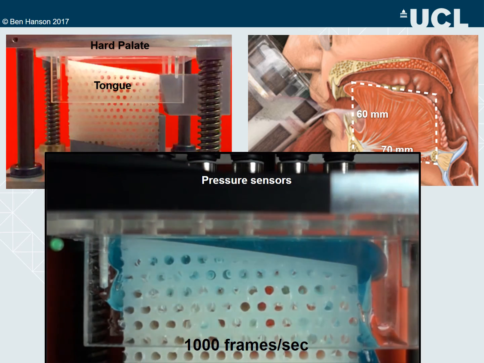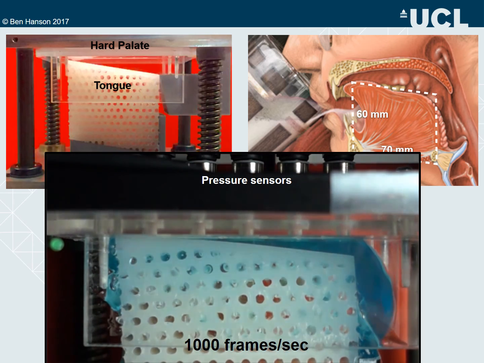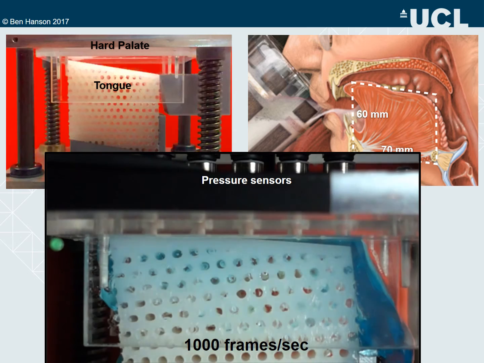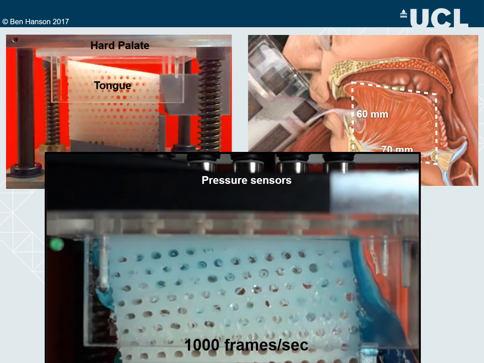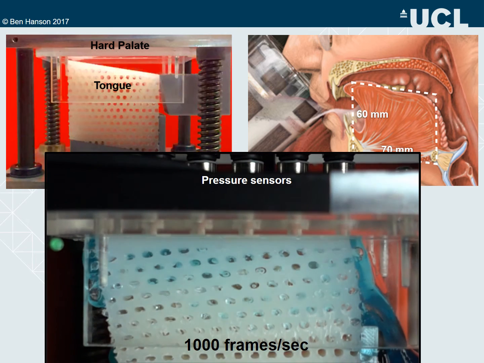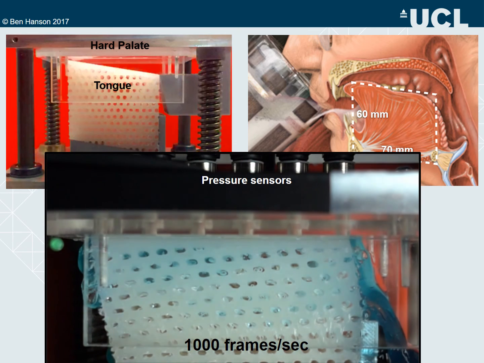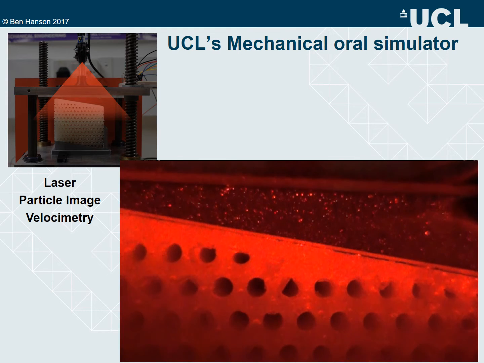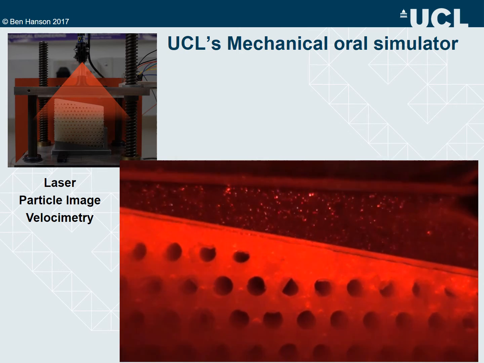Here you can see what happens in ultra slow motion. This is 1/20th of the speed. We've put a fluid bolus in there and it's being compressed. And while it's doing that, we're measuring the pressure at 5 points across the palate. We're also able to capture the flow of that liquid using a system called particle image velocimetry.